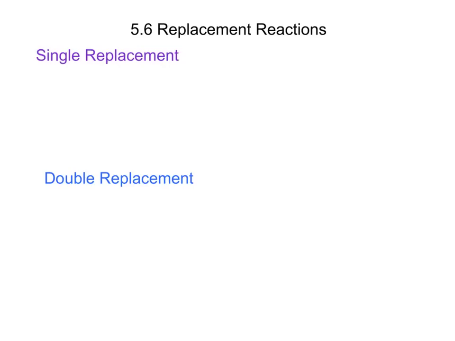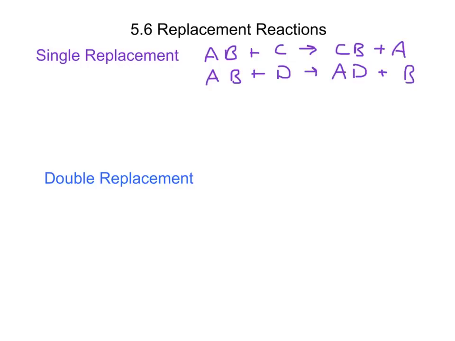Okay, on replacement reactions we have two different kinds. We have single and double. Remember, single can have A plus BC giving CB plus A. So I can replace the positive ion, or it can be AB plus D giving AD plus B. Or I can replace the negative ion.